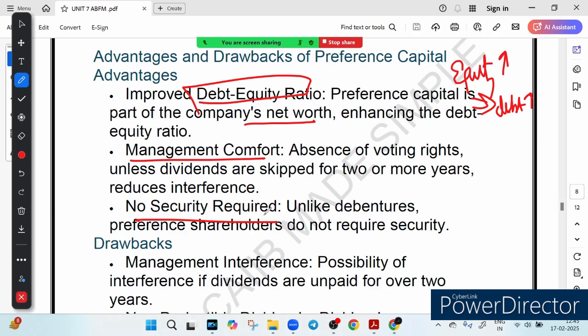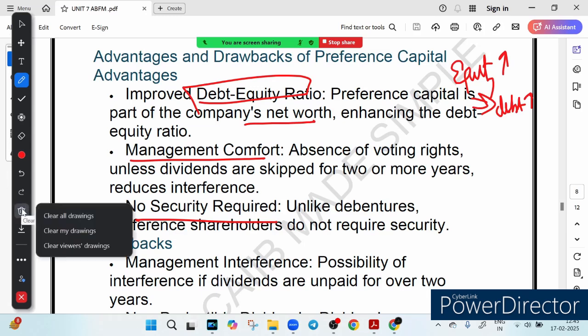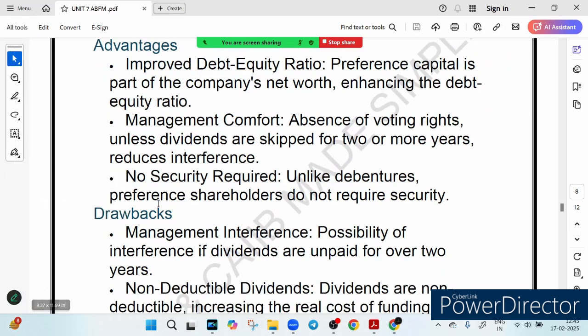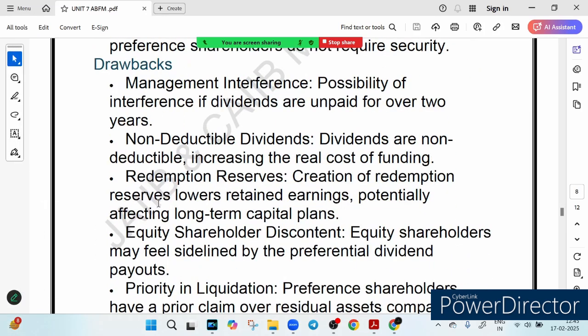Let's talk about the drawbacks also. What are the drawbacks of preference capital? We have just discussed why companies raise preference capital and its benefits, but is it always a great choice? Let's uncover the drawbacks. We know preference capital provides easy funding with limited interference. Why limited interference? Because no voting right is there, and funding is also easy, but there is no such thing as a perfect financial option. Let's see what the drawbacks are.